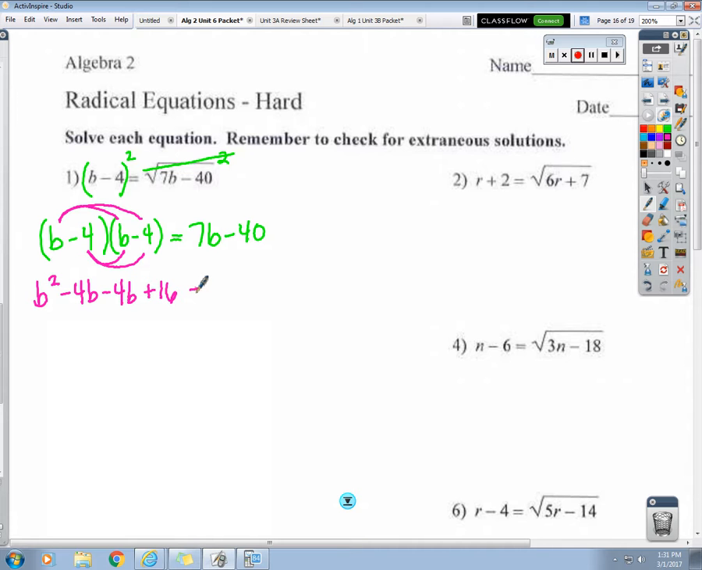On this side, we still haven't dealt with the 7b minus 40. And we're not going to yet, because can't we do one more thing to this side? What else can we do over there? Right. b squared minus 8b plus 16 equals 7b minus 40.